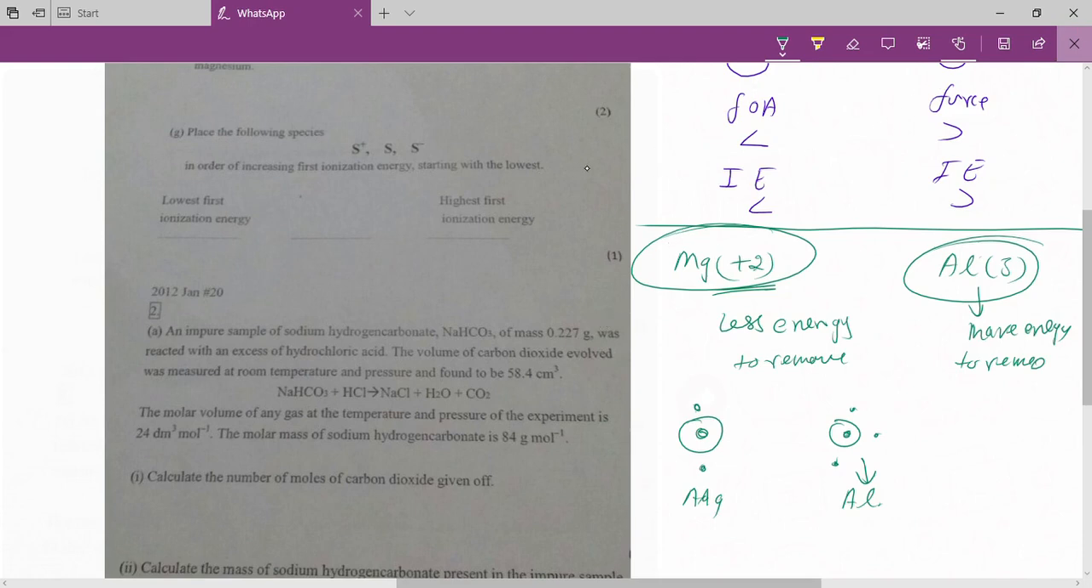In this type of question, you just have to learn that from left to right, ionization energy increases. There are 3 factors by which ionization energy increases. First is nuclear charge, secondly force of attraction, and third atomic size. Only 3. So in any question, if the question is of 3 marks, write down all 3 of them. If it is a 2-mark question, write only 2 of them, simple.